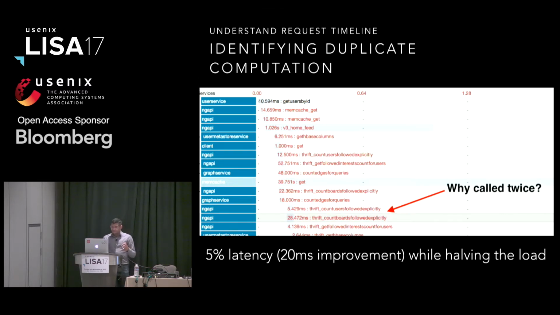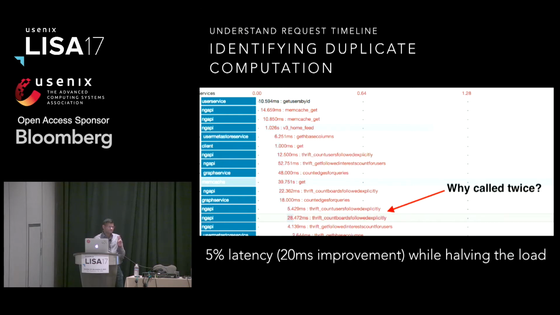The other thing you can use is, below the header, we see these spans in our request, right? The first time we looked at these spans, one of the things we saw was two identical spans. So one of the things traces can tell you is if you see two spans with the same name close to each other, that is a sign of duplicate computation. In our traces, we saw two spans called count boards followed explicitly. There were two calls. And when we looked at the code, we realized that because of a weird structuring of the code, the call was being made twice. So we refactored the code and we only made the call once.